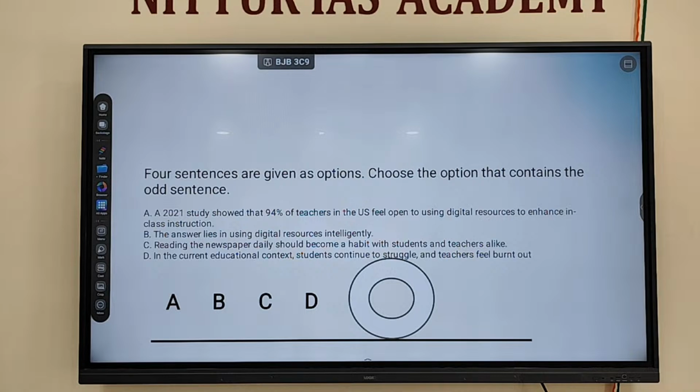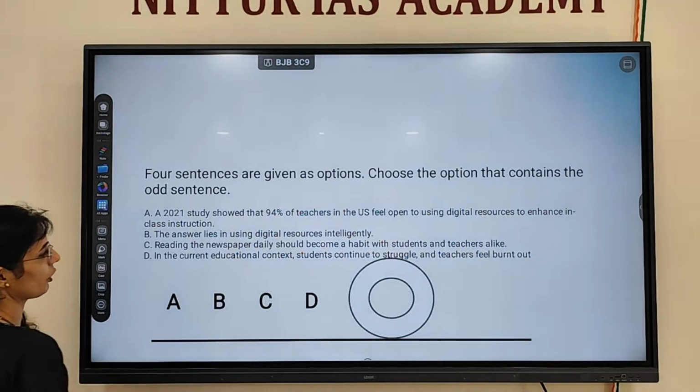It is about digital resources. The second one also is about digital resources. The third one is about reading habit, which is newspaper. The fourth one is about struggles of the teacher. Which one is the odd sentence? The three of them are about the teaching and learning process. Only the third one is telling us that we should make reading newspaper a habit. Newspaper is a totally different topic, right? But the other three are talking about the teaching and learning processes, about digital resources. Teaching has become hard, teachers feel burnt out, and that is why they are using technology to promote engagement of the students. Newspaper is not digital. Yeah. Moving on.